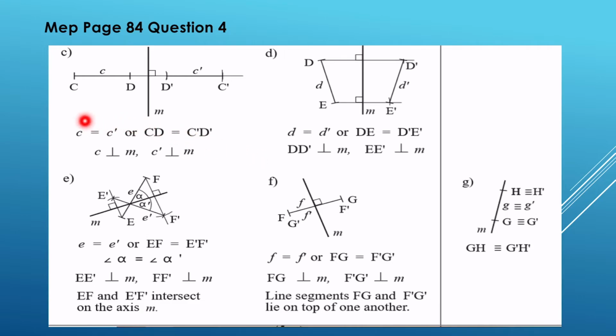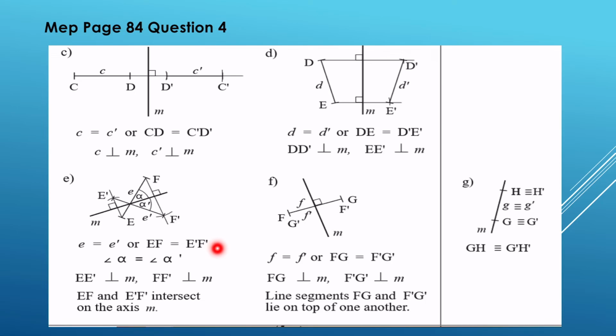For part C, segment CD, also same distance, we find segment C prime D prime. The distance here is equal to the distance here, and this line is perpendicular to the mirror line M. For part D, also we have segment DE, which has a distance of small d. The point D is reflected to be D prime, and E is reflected to be E prime, and we know that this distance is equal to this distance, and DD prime is perpendicular to the mirror line, same as EE prime is perpendicular to the mirror line.